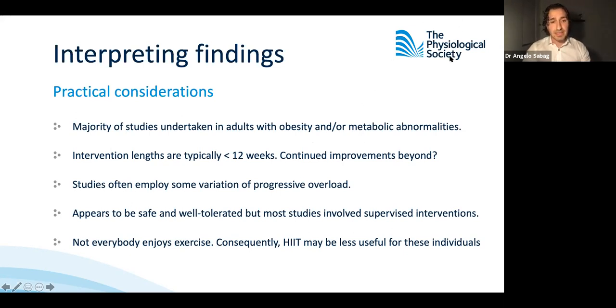Another thing you need to consider is that the intervention lengths are around 12 weeks. So whether these individuals can sustain the improvement or continue to improve beyond these timeframes is currently largely unknown. And a practical consideration for clinicians wanting to implement this kind of training is that often these studies, although they don't explicitly express it, incorporate some variation of progressive overload, whether it be by increasing the duration of the intervals, increasing the intensity of the intervals, or increasing total training time.